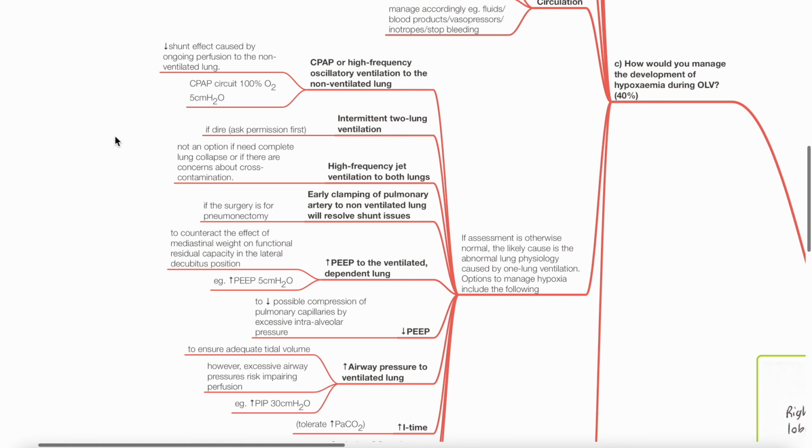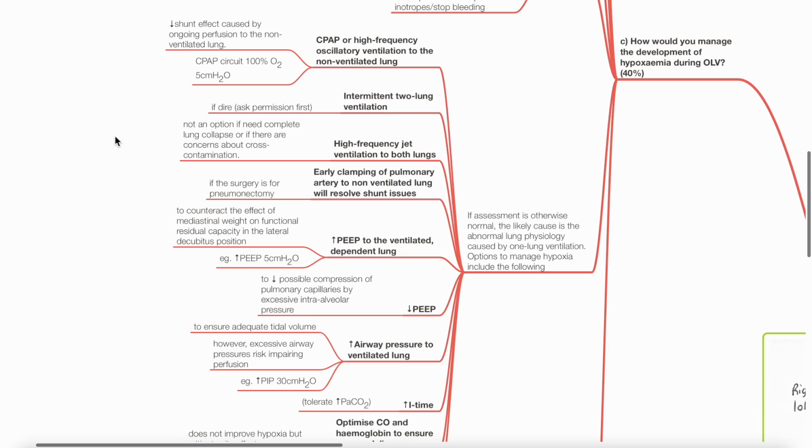Second option is intermittent two-lung ventilation. However, ask permission from the surgeon. The third option is high-frequency jet ventilation of both lungs. This is not an option if there is need for complete lung collapse or if there are concerns about cross-contamination. Fourth option is early clamping of the pulmonary artery to the non-ventilated lung to resolve shunt issues if the surgery is for pneumonectomy. Fifth option is to increase PEEP to the ventilated dependent lung.